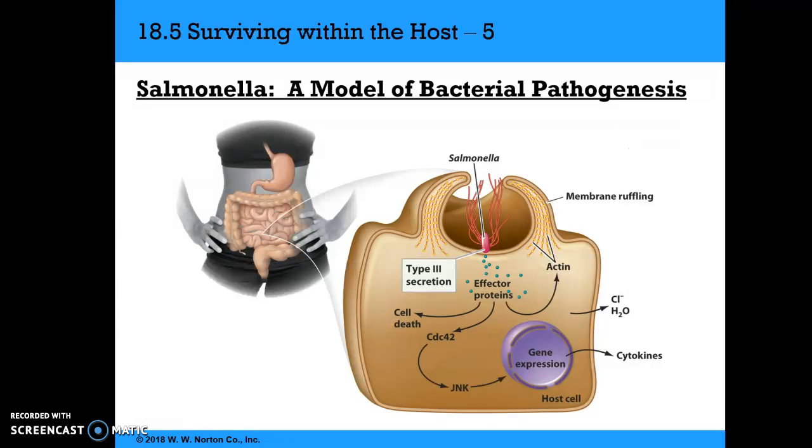This graphic shows Salmonella and shows a model of the bacterial pathogenesis. As you can see here, Salmonella attaches and has a type 3 secretion system. It produces effector proteins that then cause gene expression of certain chemicals such as cytokines, which will then have other effects on your system, like in your intestines.